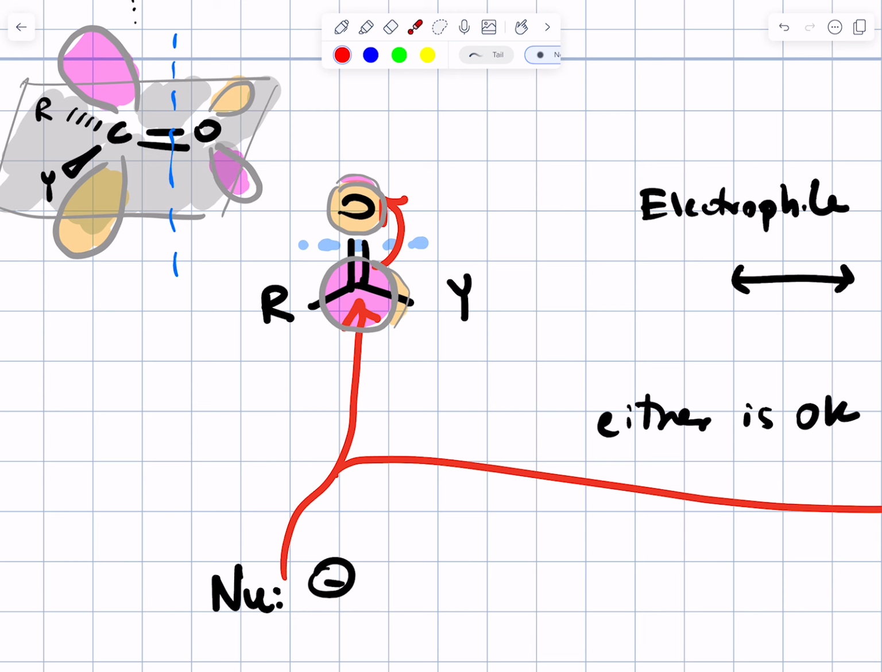And when you fill a pi star antibonding orbital, the pi bond has to break. Okay? Anytime you dump electrons from a nucleophile into an antibonding orbital, two things happen. Number one, you make a new bond. Number two, you break the old bond. All right? So this idea of looking for the pi star of the carbonyl compound is important, because that's going to help you to remember that the nucleophile attacks at the carbonyl carbon and you break the pi bond. Okay? Questions?